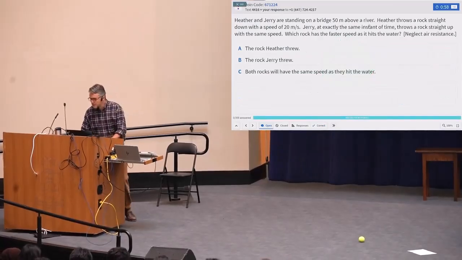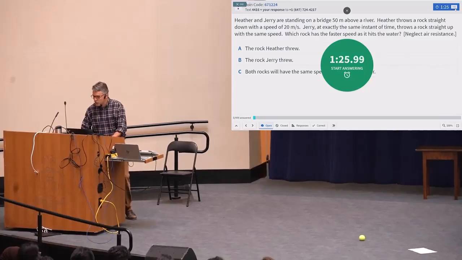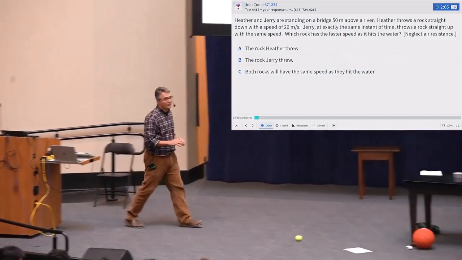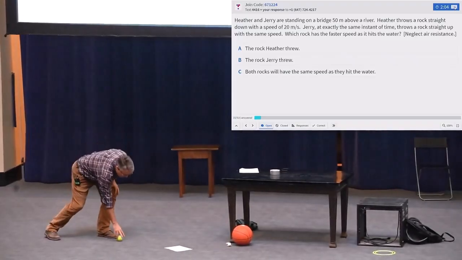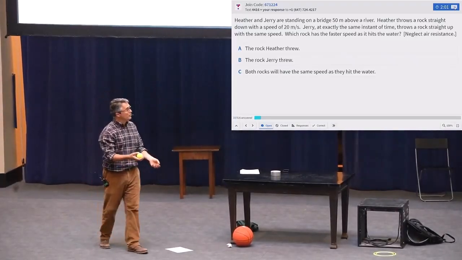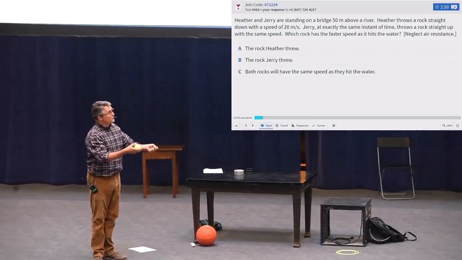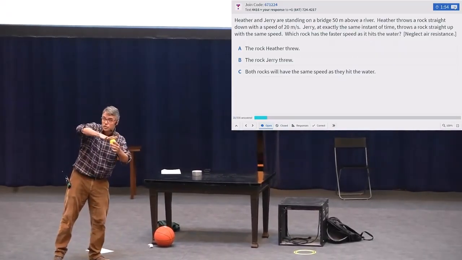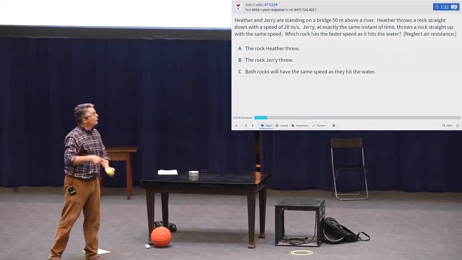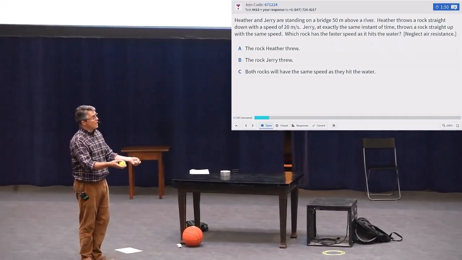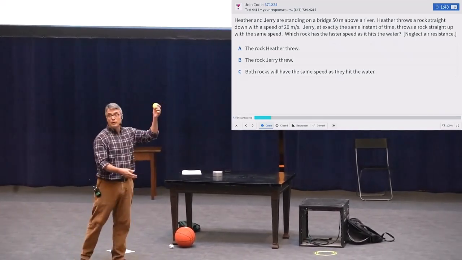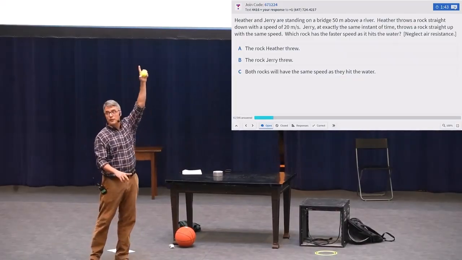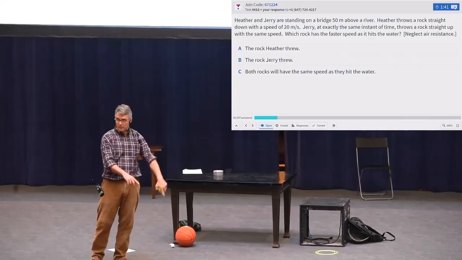Okay, this is a weird one. What you can imagine is that there's two rocks that are very small and heavy, so the air resistance is pretty negligible. Heather and Jerry are standing on a bridge 50 meters above the water. Heather throws the rock straight down with an initial speed of 20 meters per second down. Jerry, at the exact same instant of time, throws a rock straight up with 20 meters per second up. So they both hit the water eventually.